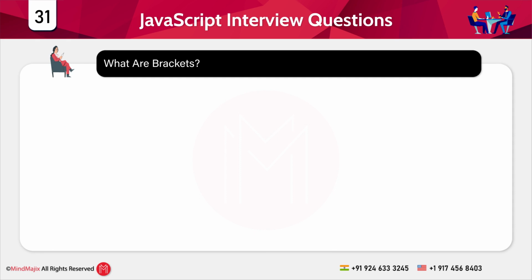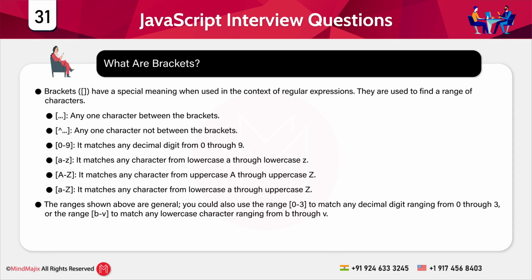What are the brackets? Brackets have special meaning when used in the context of regular expressions. They are used to find a range of characters. Suppose in brackets the three dots are there, so it represents any one character between the brackets. Caret symbol, then three dots, means any one character not between the brackets.